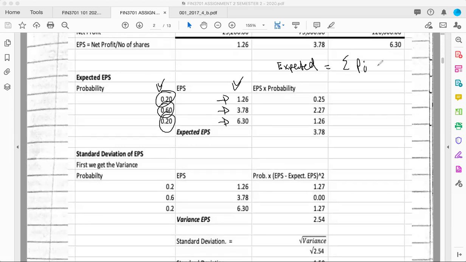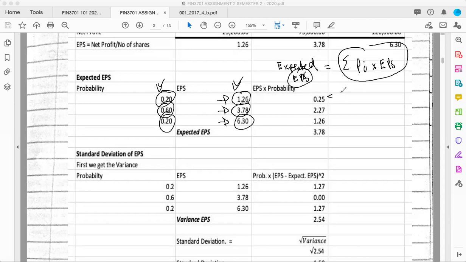You take each probability and you multiply it by the EPS or the return or whatever value you've been given right here. Remember, if you want an expected EPS, we used to deal with expected returns in FIN3701, but I'll just say expected EPS. EPS is taking the place of the return right here. To get your expected EPS, you take each probability multiplied by each EPS, and then you add the values up. This is the formula. Sum the product of each probability and the EPS and add them up.